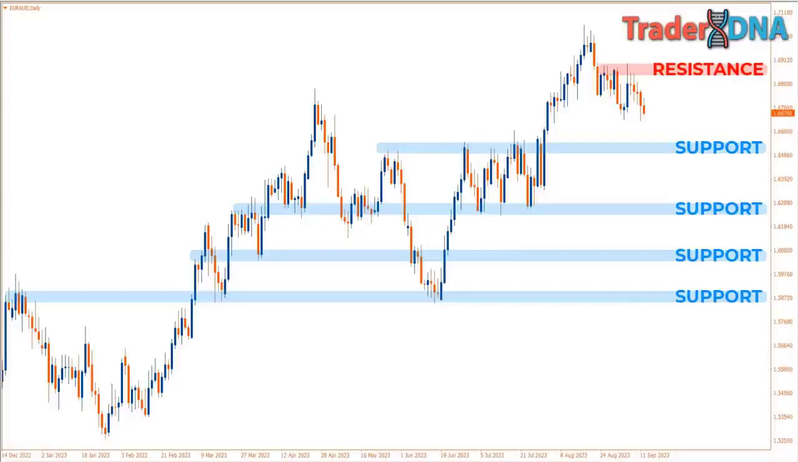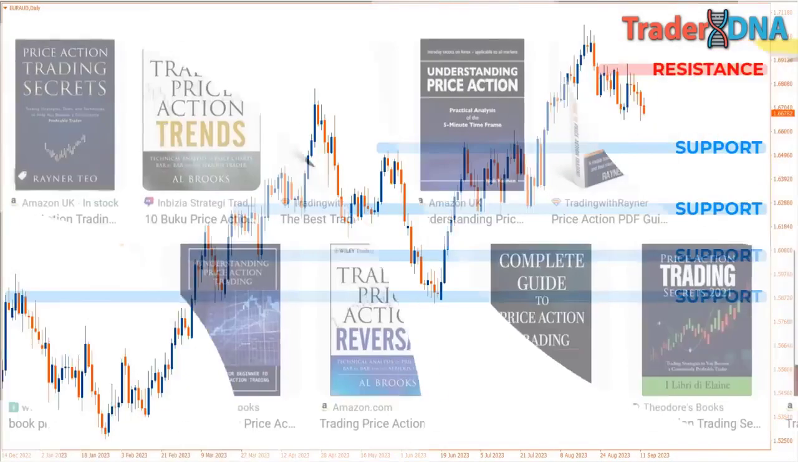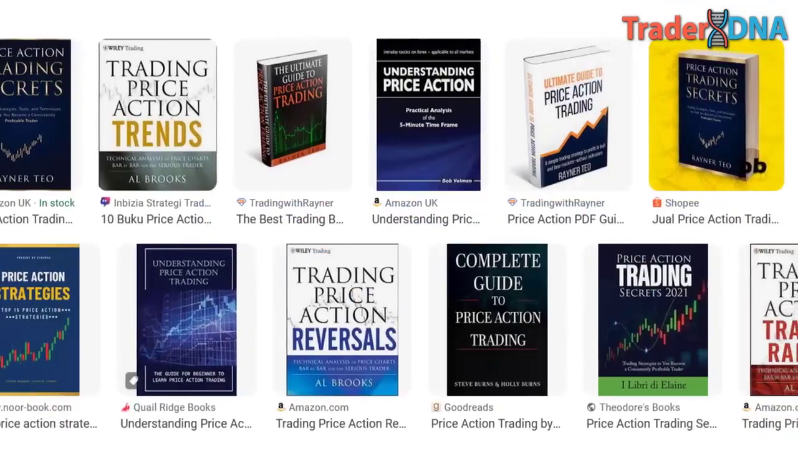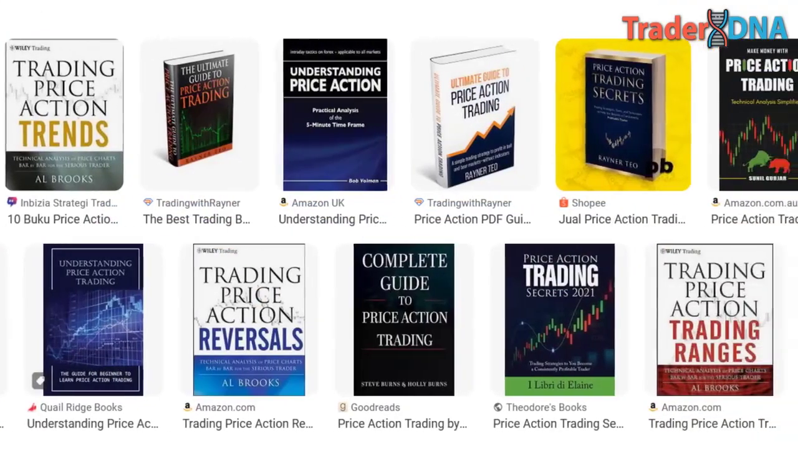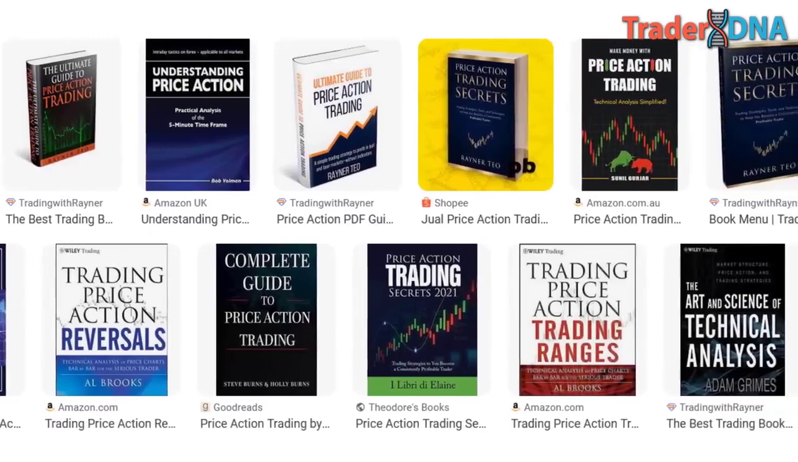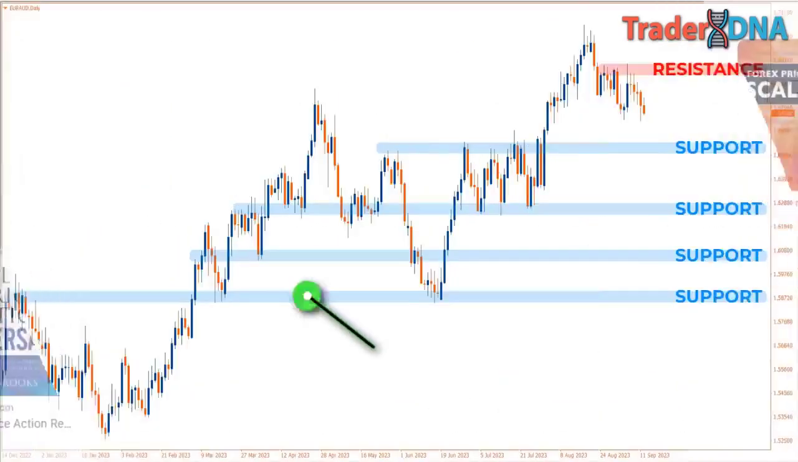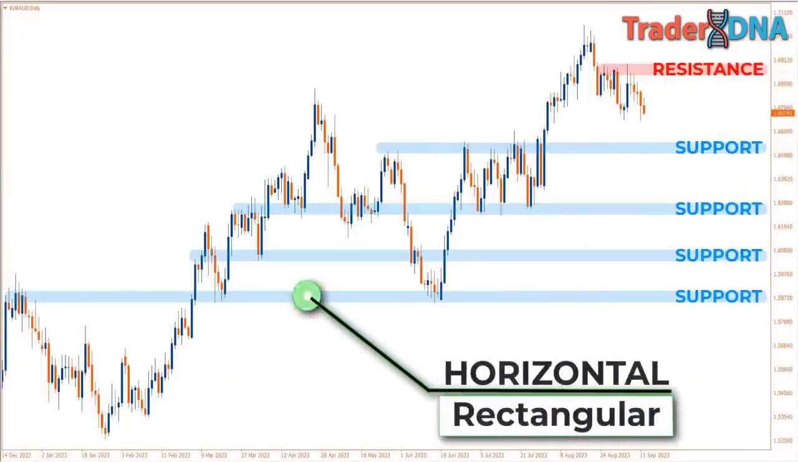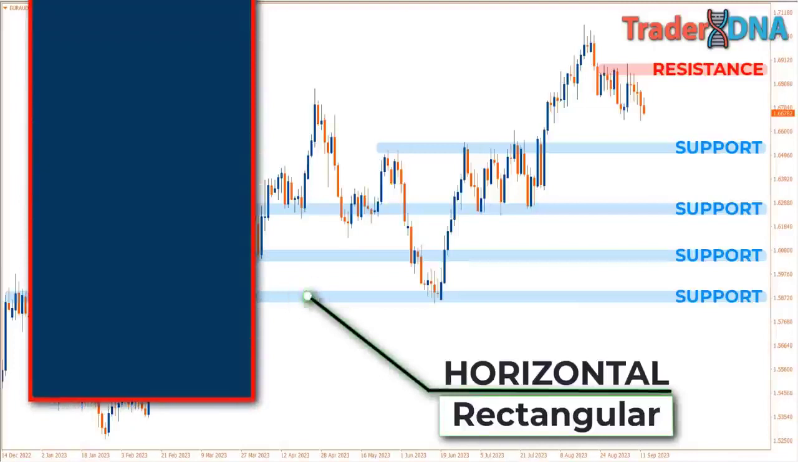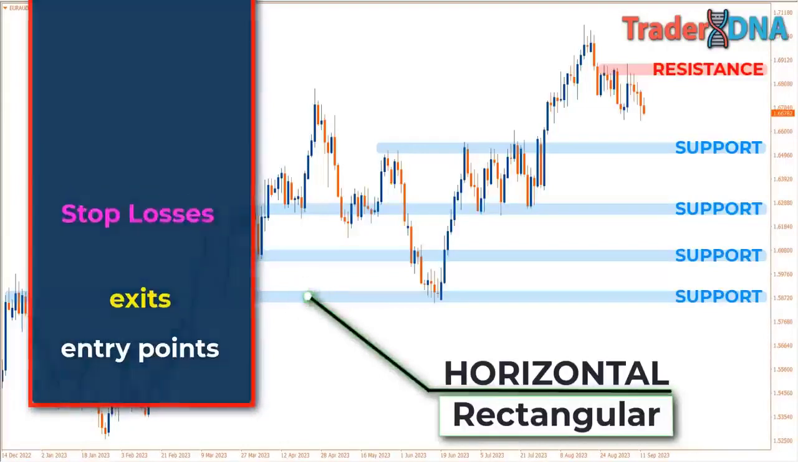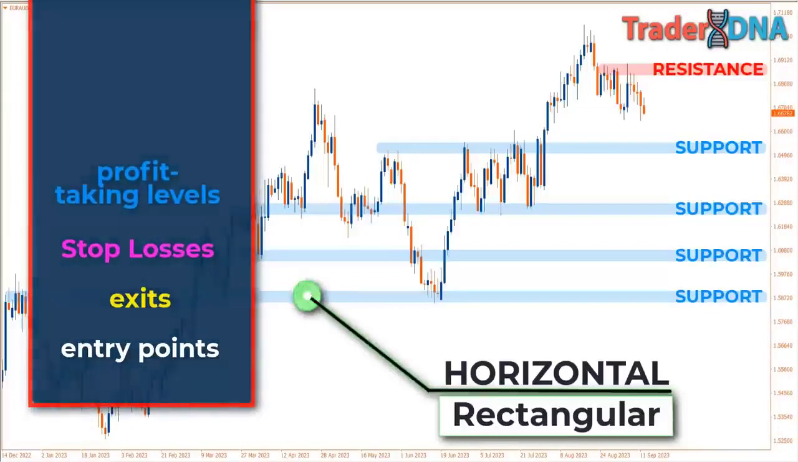Support and resistance levels, or support and resistance zones as often mentioned in price action books, are essentially areas in the market where prices are likely to reverse and move in the opposite direction. They are depicted on charts using horizontal rectangular shapes and are identified by looking for times when several reversals occur from similar points. These areas serve as valuable markers in identifying entry points, exits, stop losses, profit-taking levels, and risk-to-reward ratios.